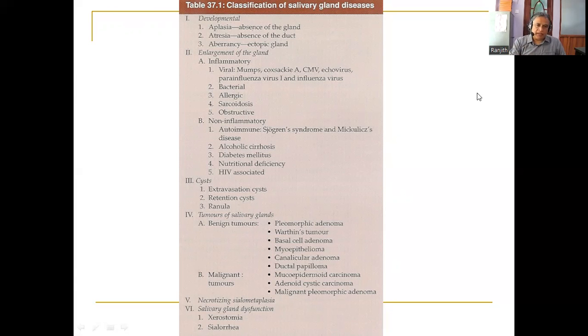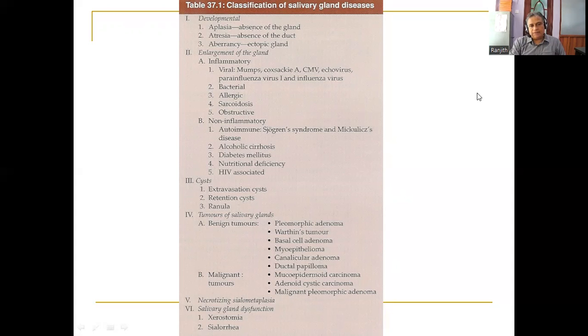very rarer types. The most common malignant tumor is mucoepidermoid carcinoma, and the next most common are adenoid cystic carcinoma and malignant pleomorphic adenoma. So these are the most common malignant tumors. There are others also, but very rare.